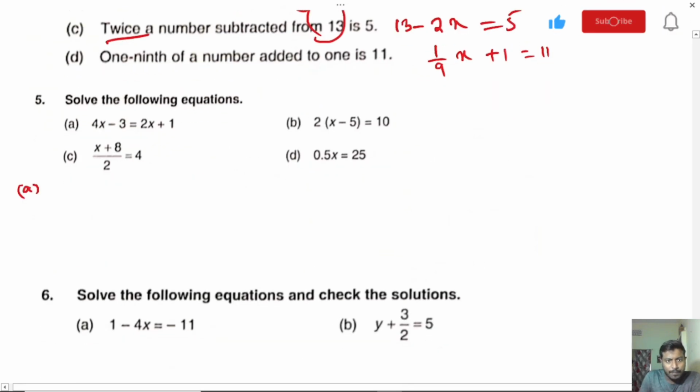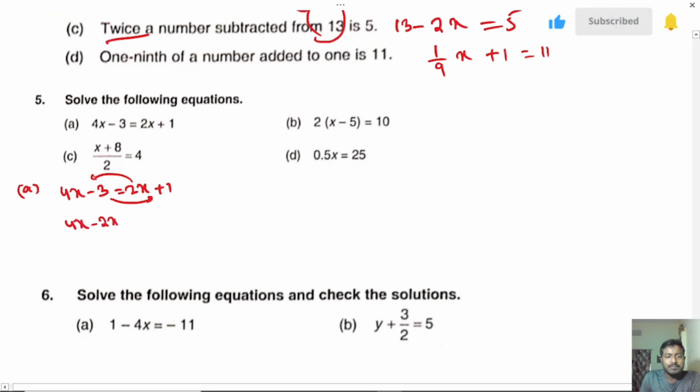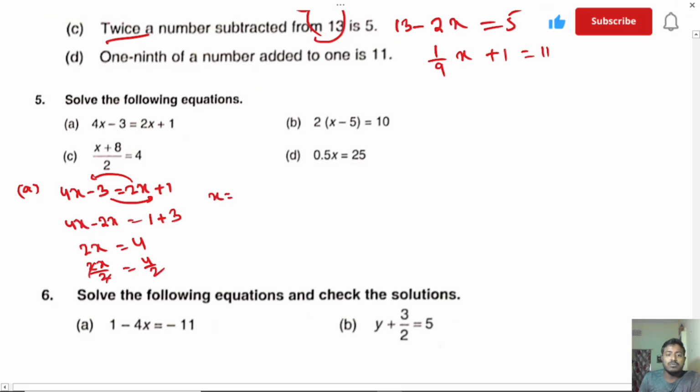First, a number: 4x minus 3 equals 2x plus 1. First we shift, that is 4x minus 2x. When we shift, the sign will change. On the right side is 1, and 3 will be plus 3. Now solve: 4 minus 2, that is 2x equal to 4. Now 2x by 2 equal to 4 by 2, then 2 cancels, so x equal to 2.